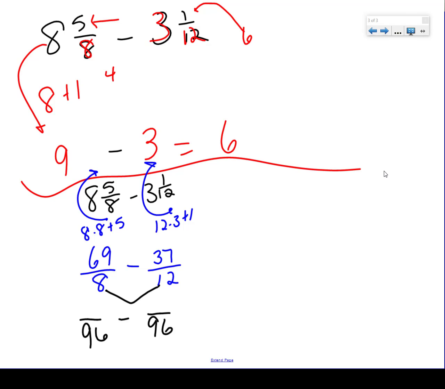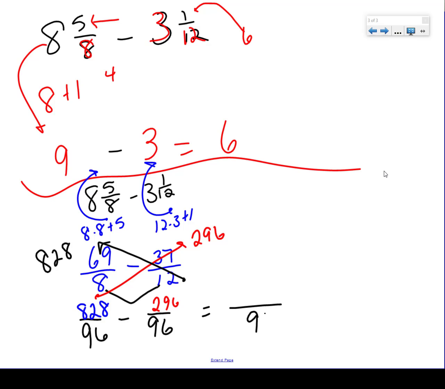I will multiply from bottom to top, and I would get 296. I will multiply from bottom to top over here, 69 times 12, and I get 828. So here's my 828. It's a subtraction problem, and I realize now that I have a common denominator, so I bring the denominator over, and I have 828 minus 296. I subtract and I end up with 532 over 96.